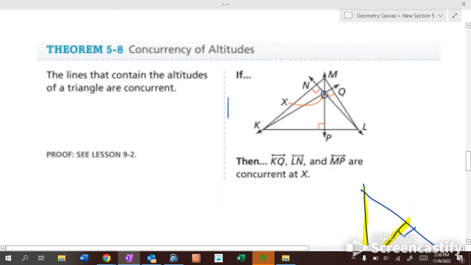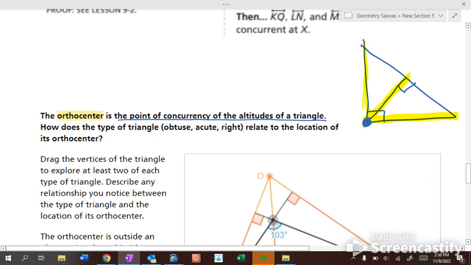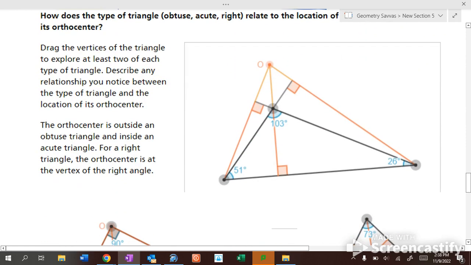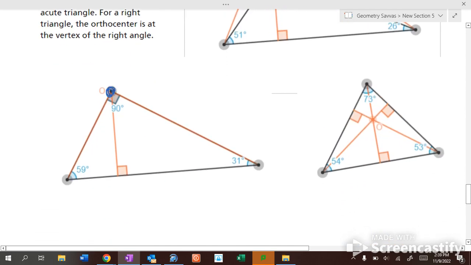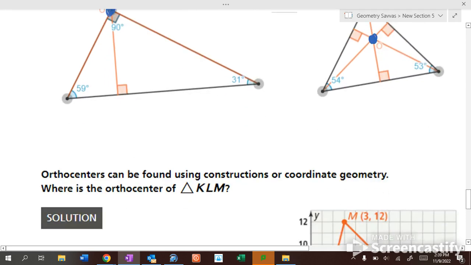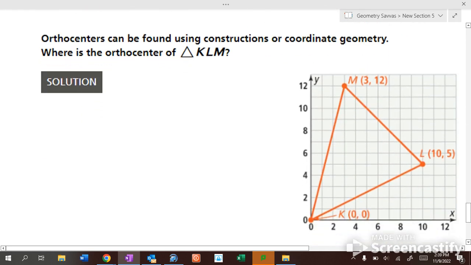The orthocenter is inside a triangle if it's an acute triangle. And if it's an obtuse triangle, because this is 103 degrees, so that makes it an obtuse triangle, the orthocenter is on the outside. That's important to know. So the orthocenter here is right at the right angle for a 90-degree triangle, and it's inside for an acute triangle. Okay? So how do we find the orthocenter here? Well, to find the orthocenter, we have to find the altitude of each side.